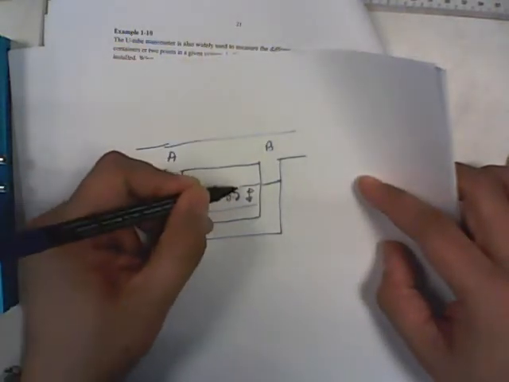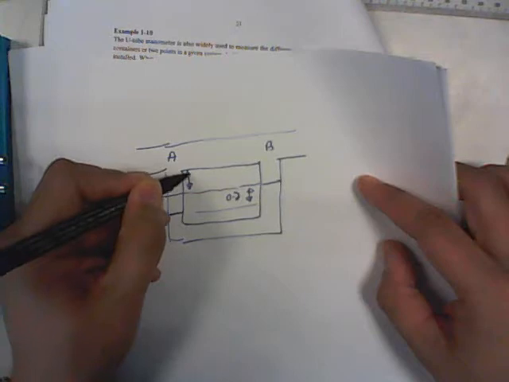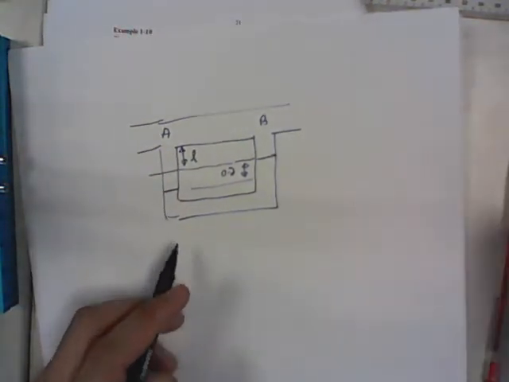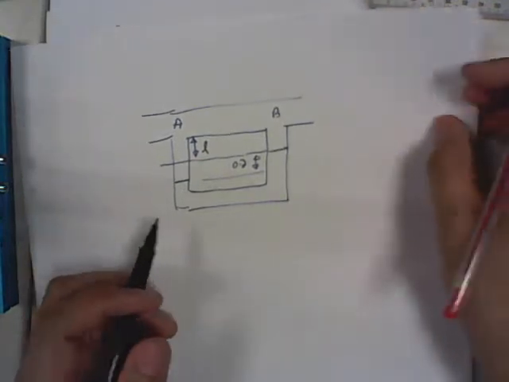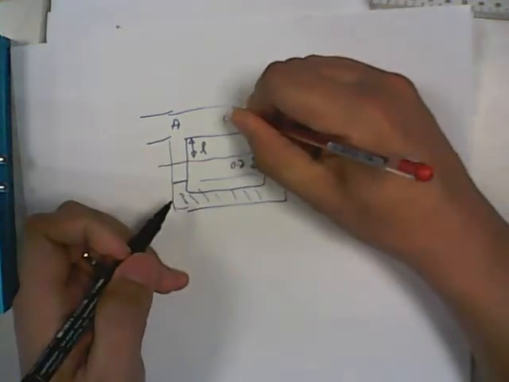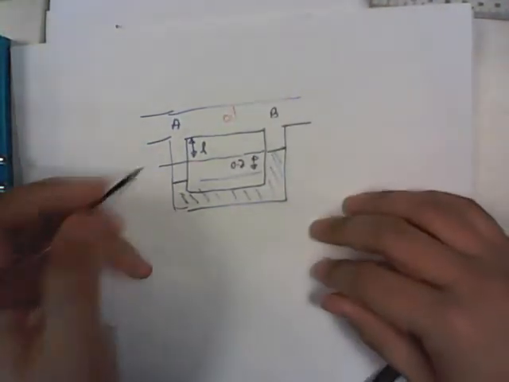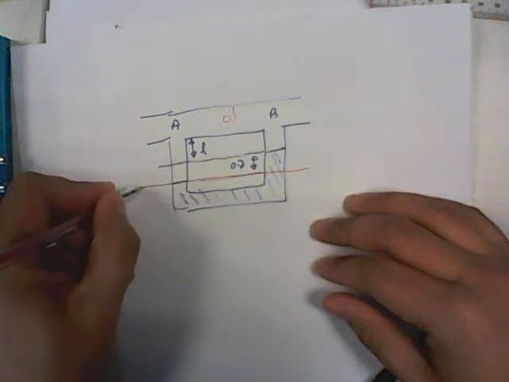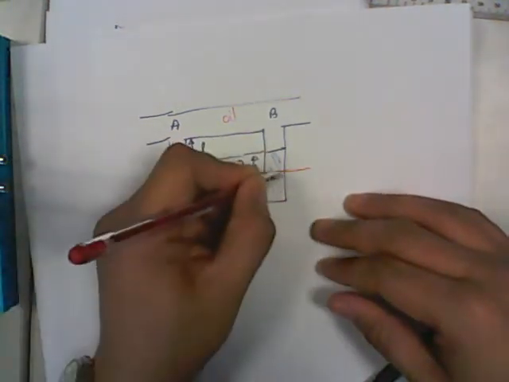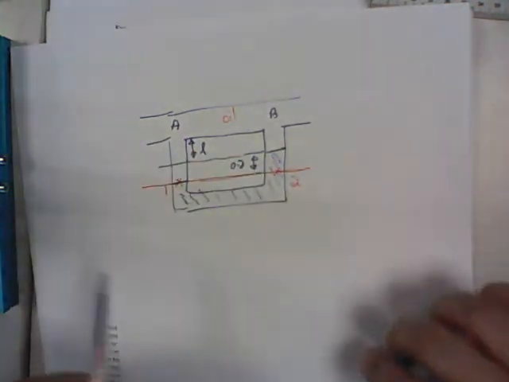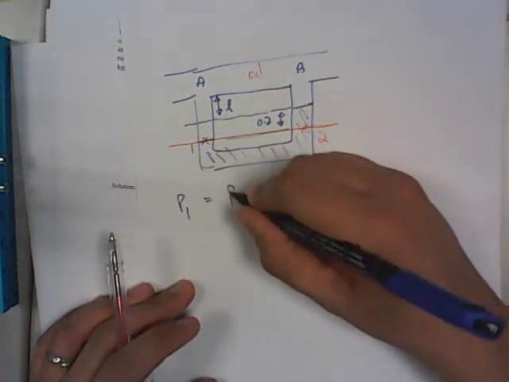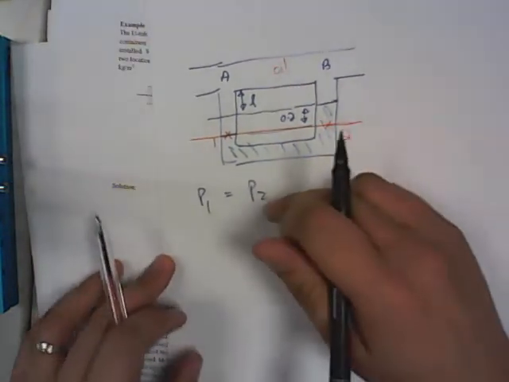Okay, and there is also another height. Let's just call it L. Okay, so this is where you can start, and this is mercury, this is oil. So we start off from the same elevation. I want to take at this elevation. This is 0.1. This is 0.2. So again, same thing. P1 equals to P2.